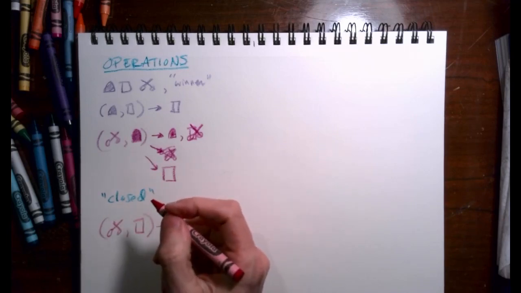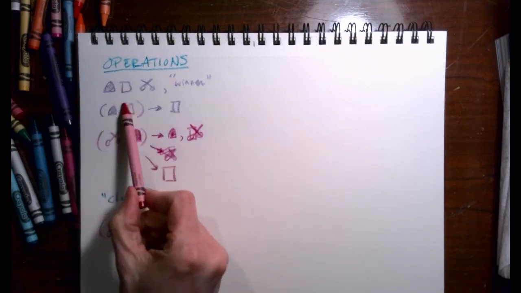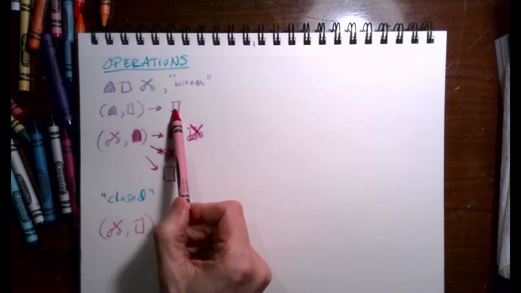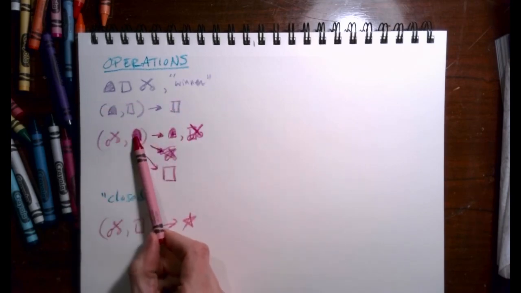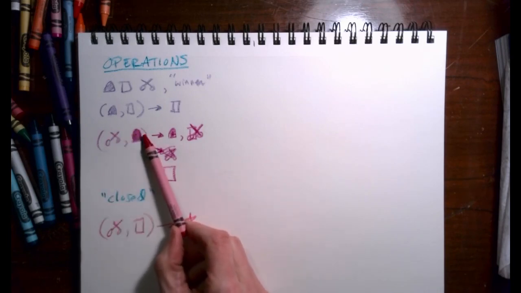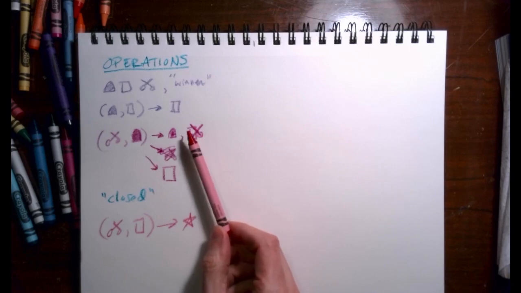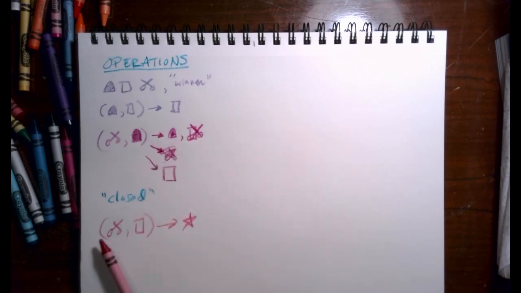So in order to be an operation, each pair in the set has to go to something. Each pair in the set must go to only one thing. You can't go to multiple different things. It can't be ambiguous. And then the operation must be closed. It can only bring you to things that are in the set. It can't take you out of the set.